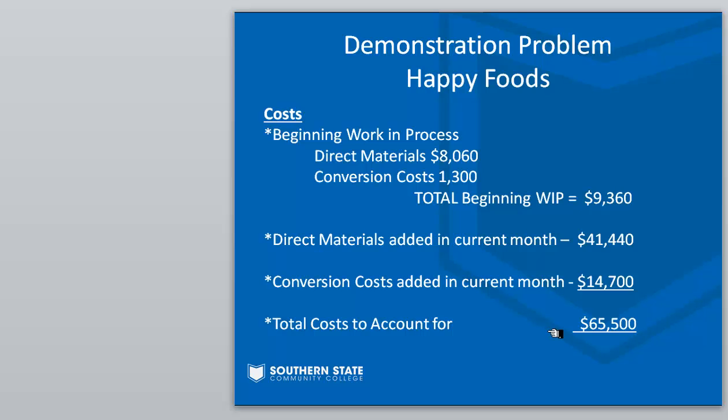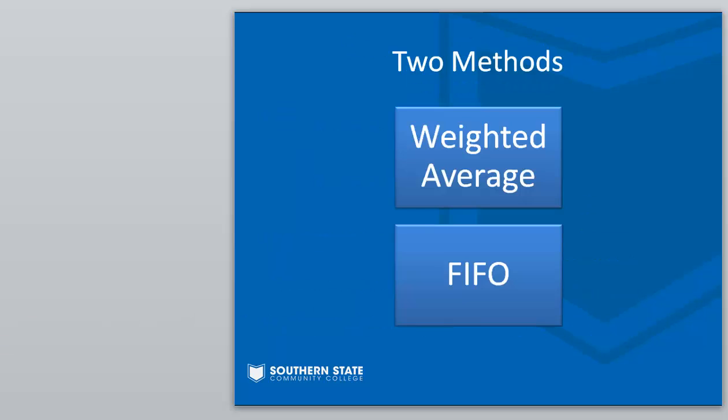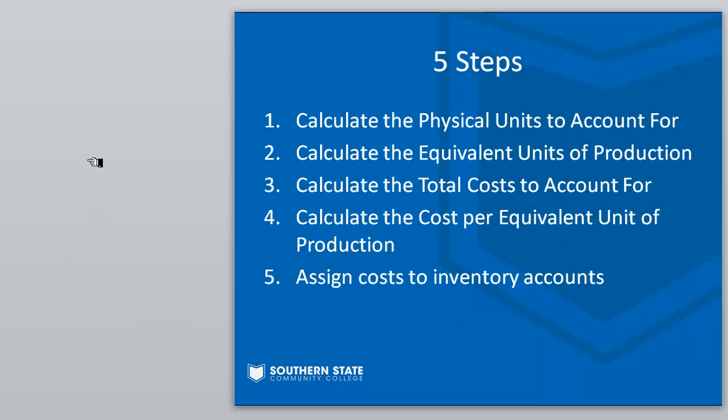We'll be working this problem using the weighted average method and the FIFO method, and I'll hope to explain the difference between them as we go along. Now, there are 5 steps that you need to know in order to make these problems happen. You need to be able to calculate the physical units that we're trying to account for. You need to be able to calculate the equivalent units. You need to be able to calculate the total cost that we're trying to account for. You need to be able to calculate the total cost per equivalent unit of production, and then once you've got that, assign that to the inventory accounts.